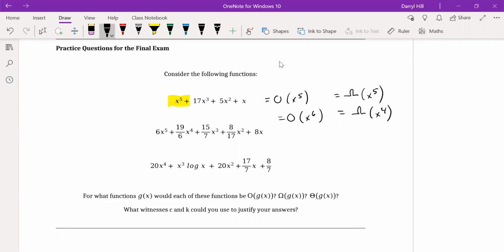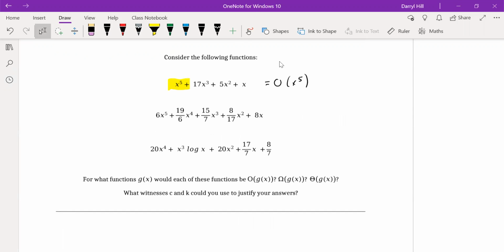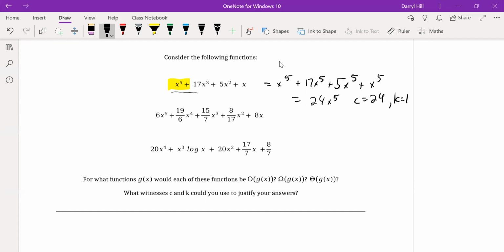So how can I justify that it's big O of x to the 5th? What values of c and k could I use? Well, since these are all positive, I can just say x to the 5th plus 17x to the 5th plus 5x to the 5th plus x to the 5th, which is equal to 24x to the 5th. So I can use c equal to 24 and k equal to 1. So this is less than or equal to that for all x greater than or equal to 1.